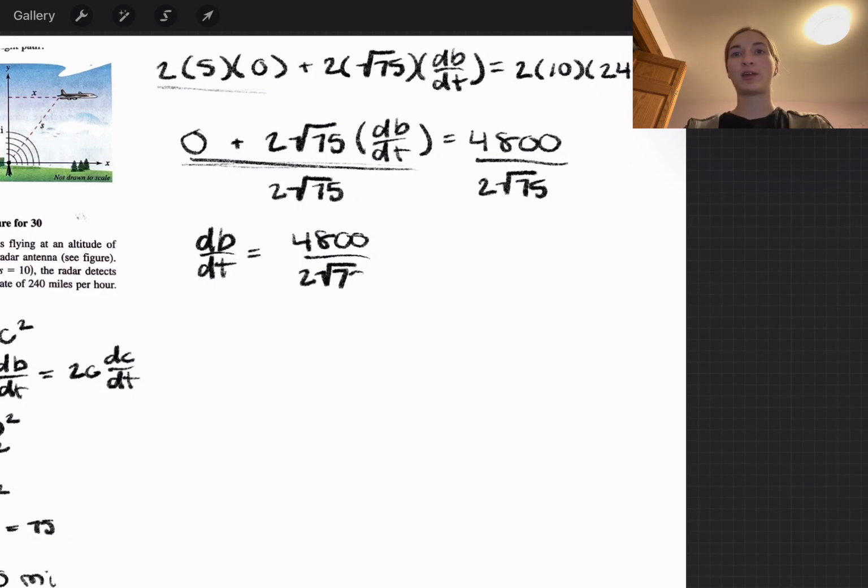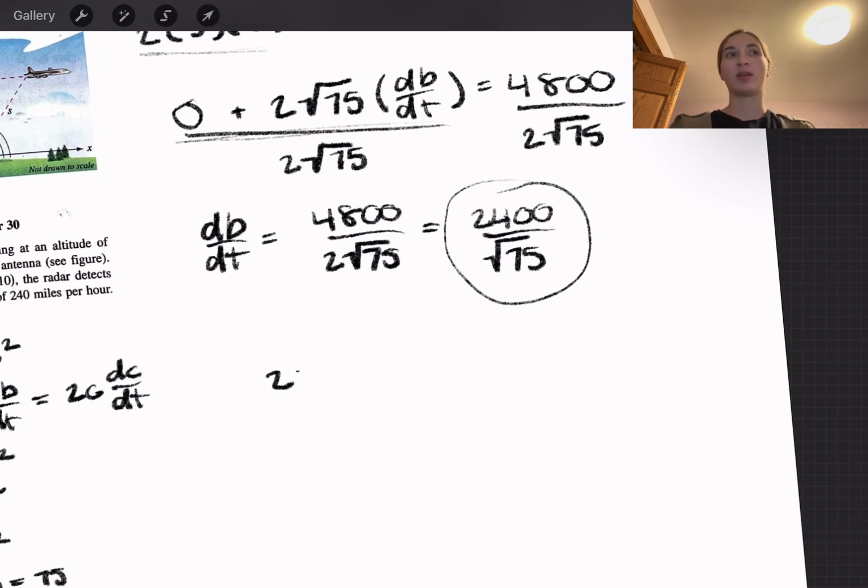And this is your exact value, but this value can be simplified and it can be put into decimal form, although not entirely accurate, but the decimal form will help us have a better understanding of the equation as a whole. So simplified, it's 2,400 divided by the square root of 75, and then the decimal value is approximately 277.128 miles per hour. And miles per hour are the units, since we are finding the speed.